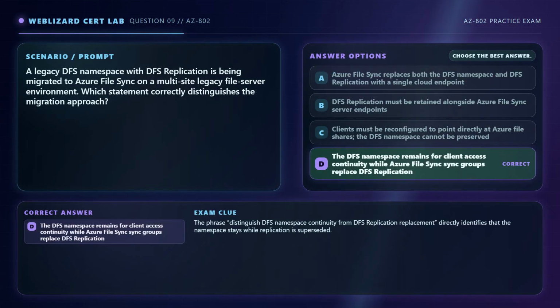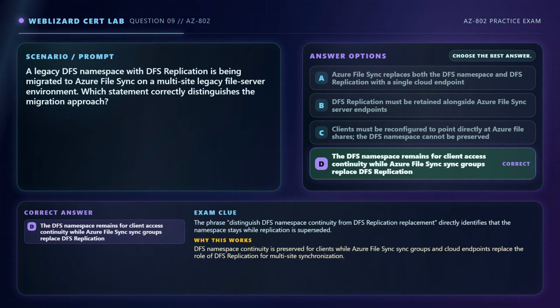The correct answer is D. The DFS namespace remains for client access continuity, while Azure File Sync sync groups replace DFS replication. DFS namespace continuity is preserved for clients, while Azure File Sync sync groups and cloud endpoints replace the role of DFS replication for multi-site synchronization. The phrase distinguish DFS namespace continuity from DFS replication replacement directly identifies that the namespace stays while replication is superseded.